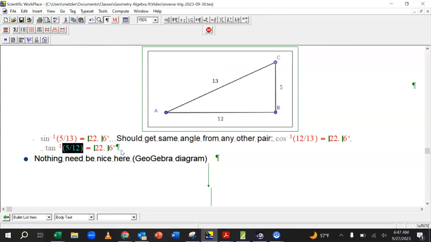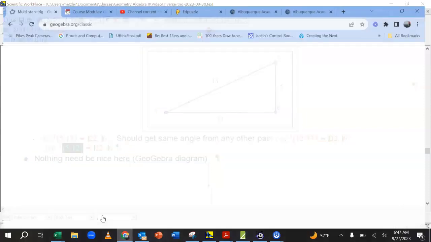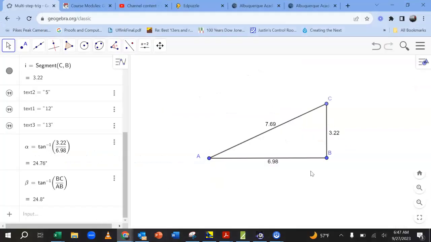Now there's nothing saying that it has to be any nice numbers. I picked one that's familiar. We know 5, 12, 13 is actually an honest to God right triangle. But if we go over to GeoGebra, we can see here's a triangle with more random side lengths. For example, I've got it calculating inverse tan of 3.22 over 6.98. So opposite over adjacent. That would be if you knew these two numbers and maybe you didn't know the hypotenuse directly or you didn't want to use it. And it's calculating that as 24.76 degrees.